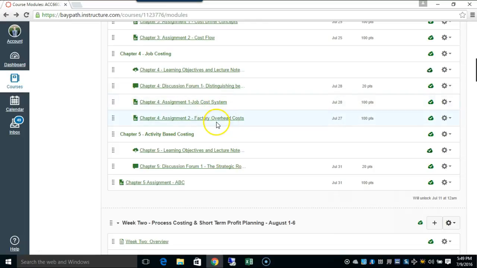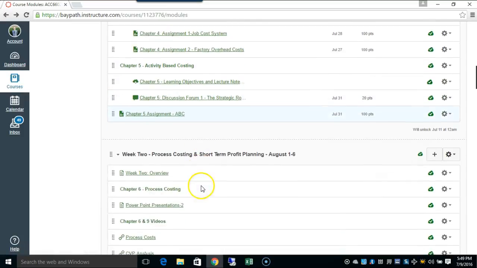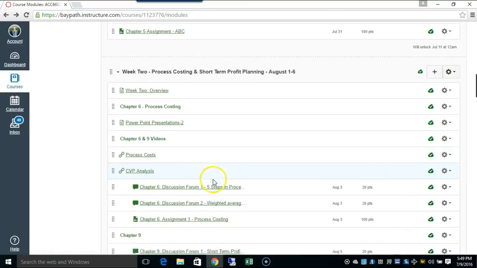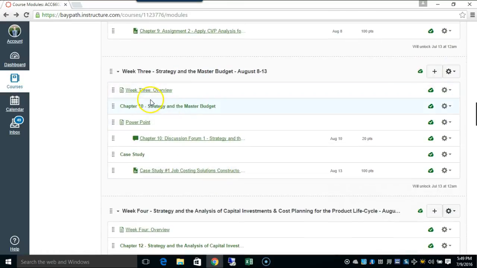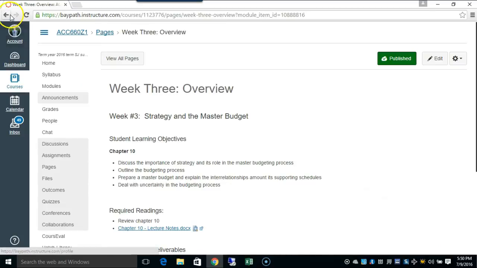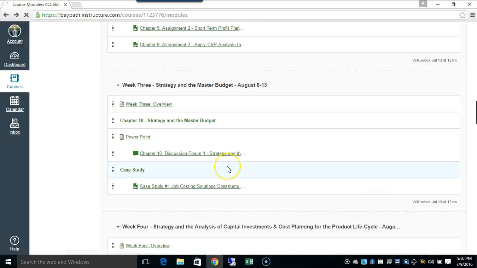These problems are not difficult. They're straight out of the book. They're not complex. You should get through them quickly. So again, each week, you go through, check your overview, check your PowerPoint, read your lecture notes, participate in the discussions, and do your assignments.